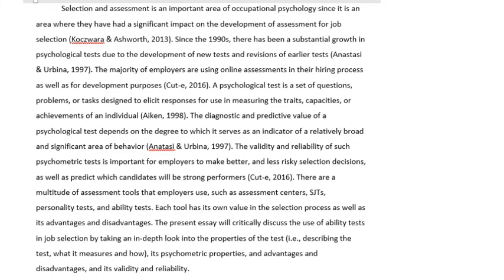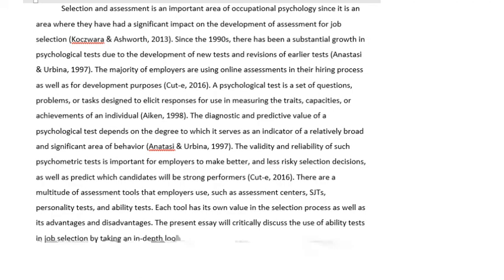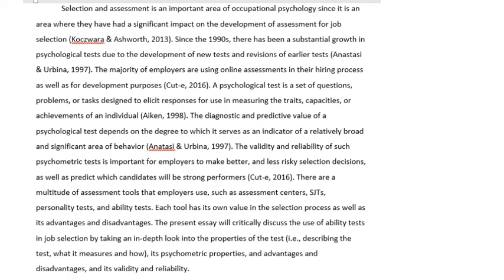Cute, 2016. There are a multitude of assessment tools that employers use, such as assessment centres, SJTs, personality tests, and ability tests. Each tool has its own value in the selection process, as well as its advantages and disadvantages. The present essay will critically discuss the use of ability tests in job selection by taking an in-depth look into the properties of the test, describing the test, what it measures and how, its psychometric properties and advantages and disadvantages, and its validity and reliability.